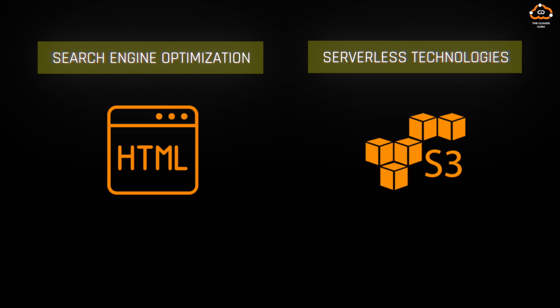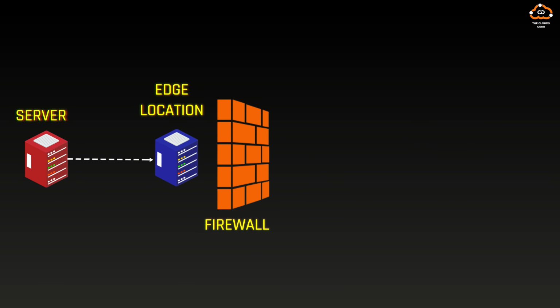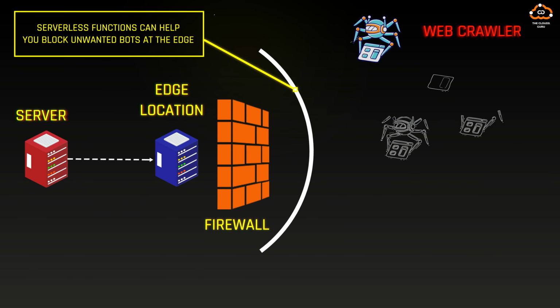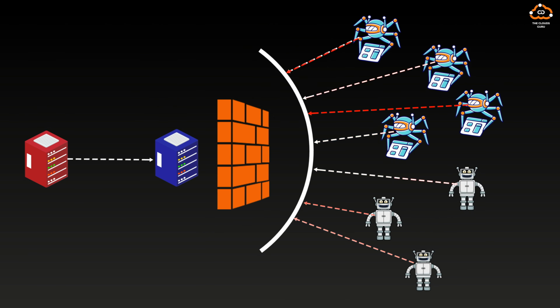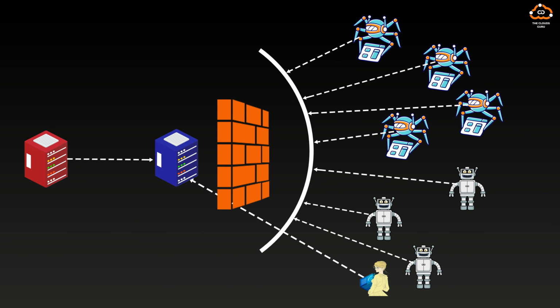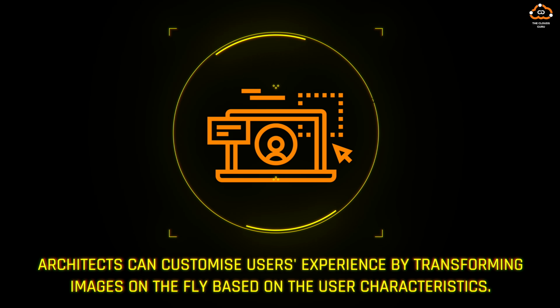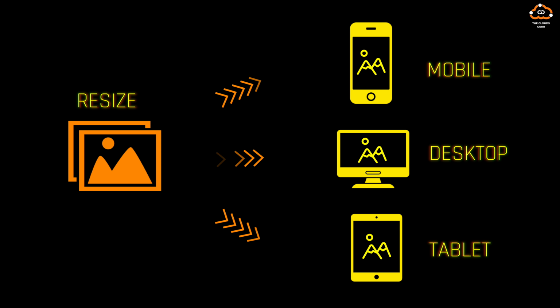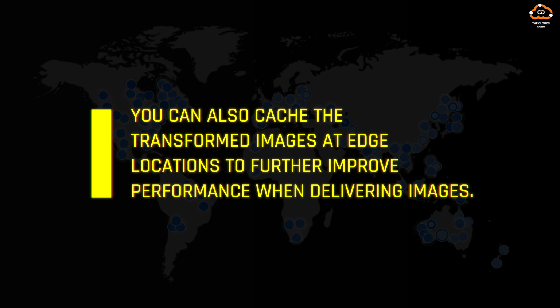when the user agent is a search engine bot such as Googlebot or Bingbot. Serverless functions can help you block unwanted bots at the edge and let the authorized traffic go through. By intelligently mitigating these automated processes, developers can help protect your origin infrastructure from unhelpful web crawlers and bots while improving performance for real users. Architects can customize users' experience by transforming images on the fly based on the user characteristics. For example, you can resize images based on the viewer's device type: mobile, desktop, or tablet. You can also cache the transformed images at edge locations to further improve performance when delivering images.